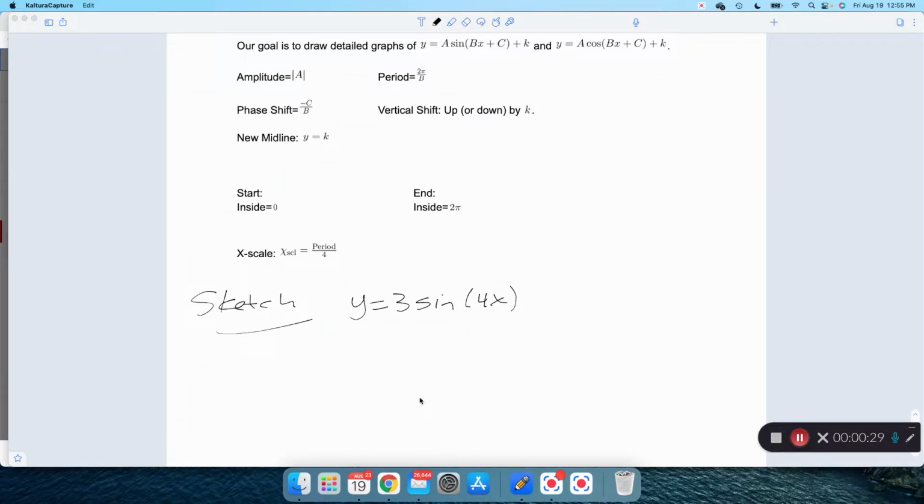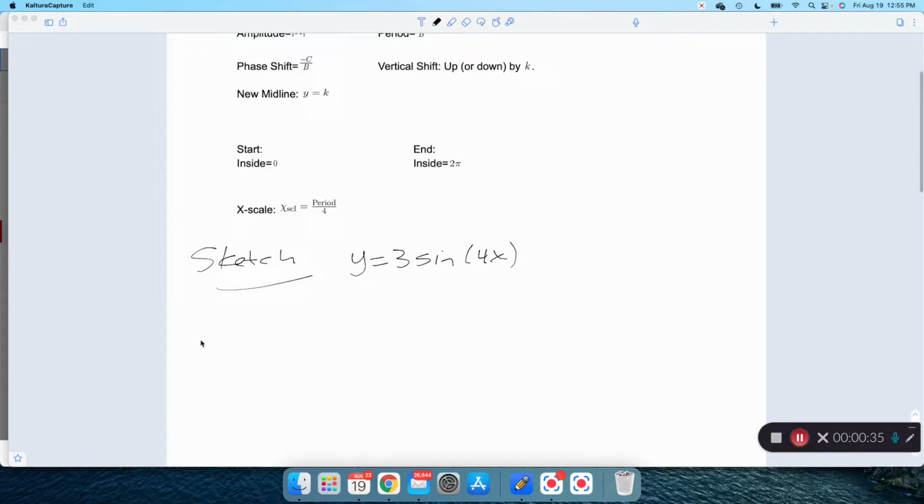Okay, so here's the process we're going to go through for every single one of these. First thing we're going to do is find our amplitude every single time. Same process. Amplitude is always the absolute value of A, where A is the number that's multiplying your sine or your cosine. In this case, that's a 3, so absolute value of 3 is just 3. That's going to be my new amplitude.